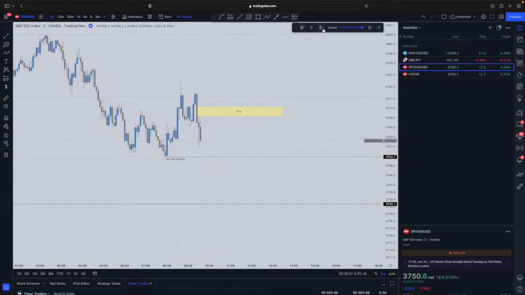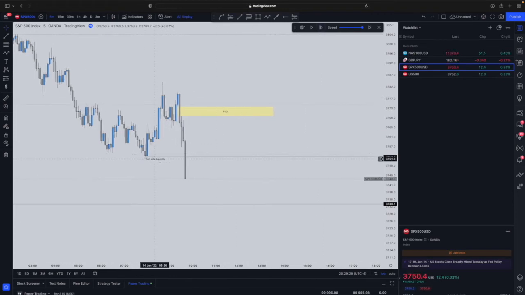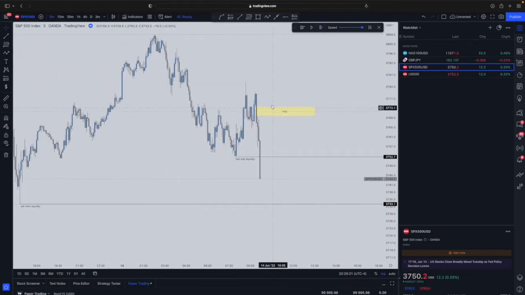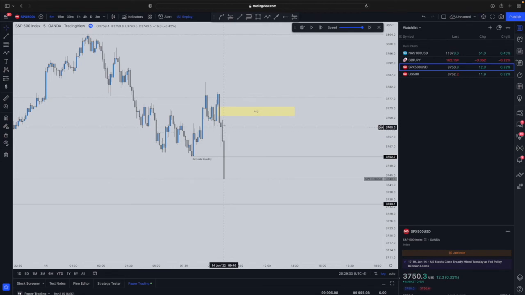If you press play here, you can see sell side liquidity has been taken. Since sell side liquidity has been taken, my bias is starting to play a part. Now I'm interested in this fair value gap to rebalance itself. Since sell side liquidity was taken out, my attention now switched towards the fair value gap area as an entry level for my trade.